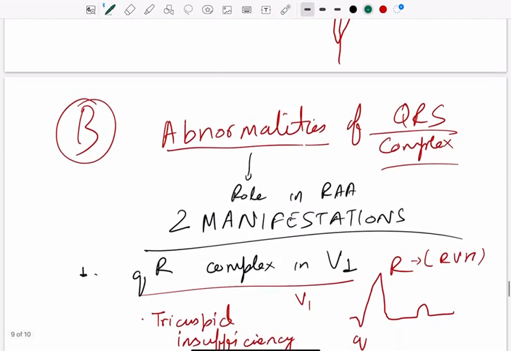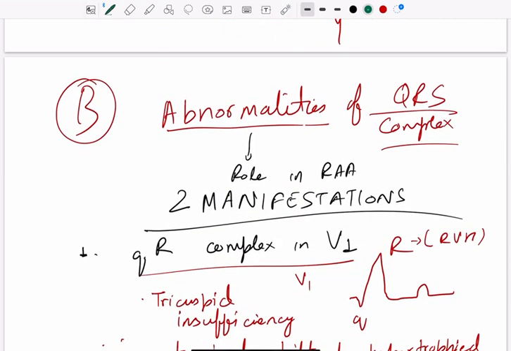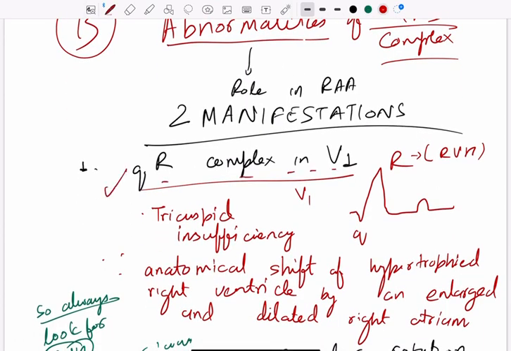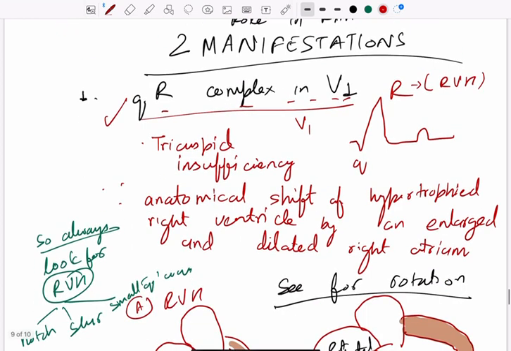Now there is one more fact you need to know, as medicos, nurses, and paramedics: abnormalities of the QRS complex also have to be checked when you are thinking of right atrial abnormality. They make your diagnosis more accurate and more sensitive. What are the two main QRS manifestations in right atrial abnormality? First, you will see a qR complex in V1: a small q and a prominent R. That is more commonly seen in tricuspid insufficiency.